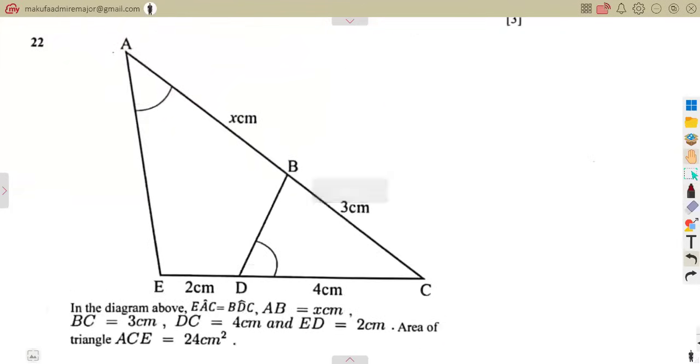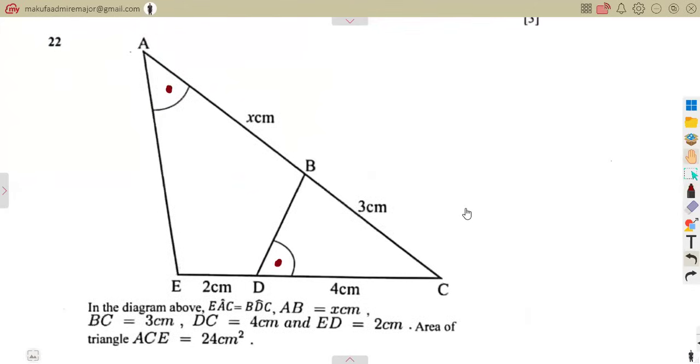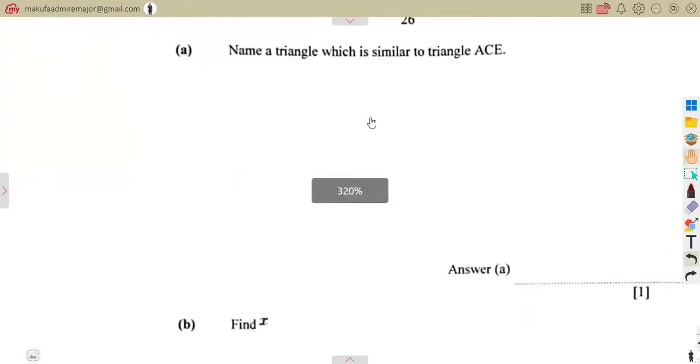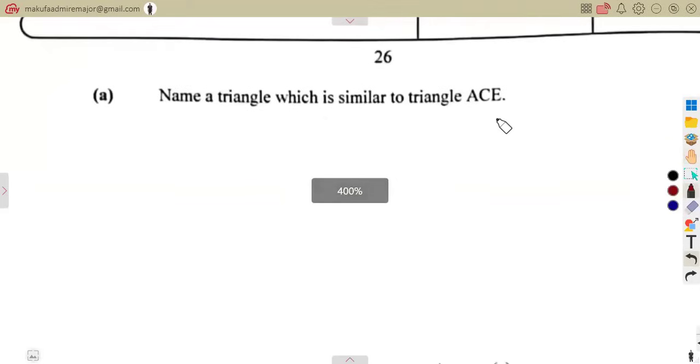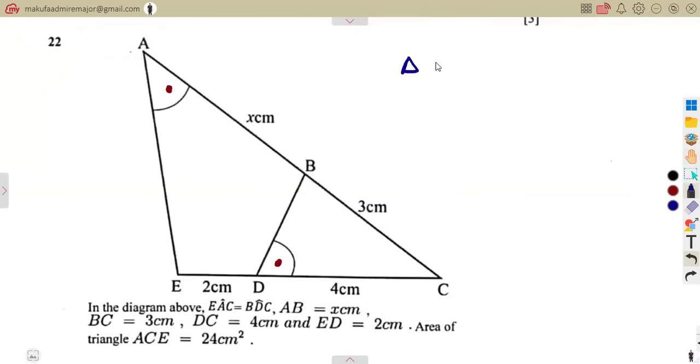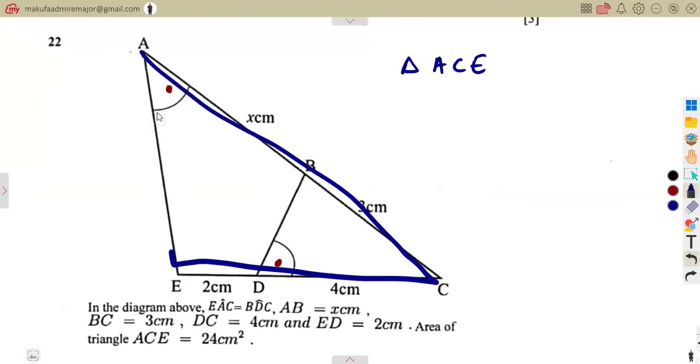Number 22, given this diagram, we are given that these two angles, angle A and angle D, are equal, and also we're given the lengths, this and that. All right, no problem. Let's check our information. From this, name the triangle which is similar to triangle ACE. So you need to concentrate on triangle ACE, A to C to E, the bigger triangle.